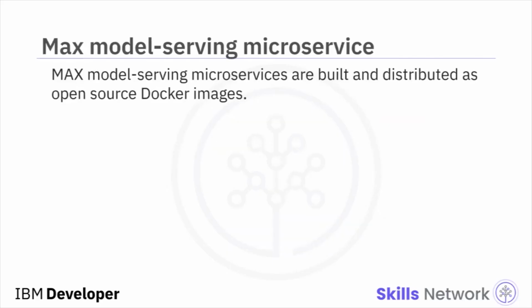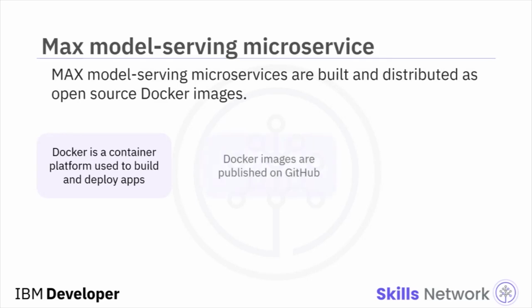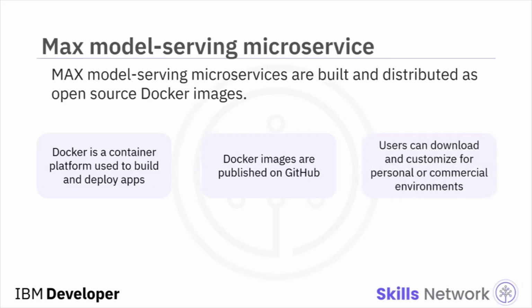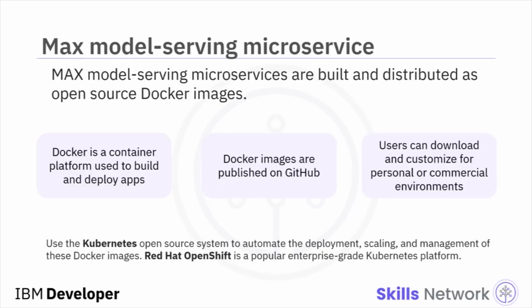Max model-serving microservices are built and distributed as open-source Docker images. Docker is a container platform that makes it easy to build and deploy applications. The Docker image source is published on GitHub and can be downloaded and customized for use in personal and commercial environments. Use the Kubernetes open source system to automate the deployment, scaling, and management of these Docker images. Red Hat OpenShift is a popular enterprise-grade Kubernetes platform. It is available on IBM Cloud, Google Cloud Platform, Amazon Web Services, and Microsoft Azure.